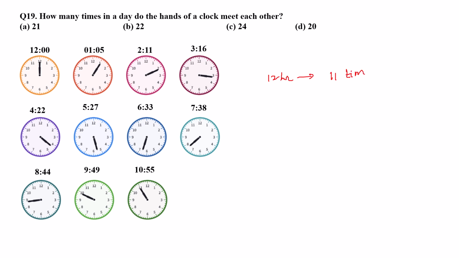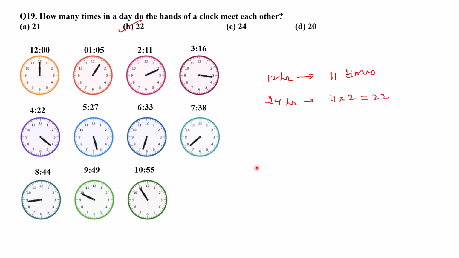But you have to find for one day. One day means 24 hours. So 12 hours, 11 times; 24 hours, 11 into 2, 22 times. So the correct option is option B. In the same way, if the question comes how many times both the hands of a clock are straight to each other, so it will also be 22.